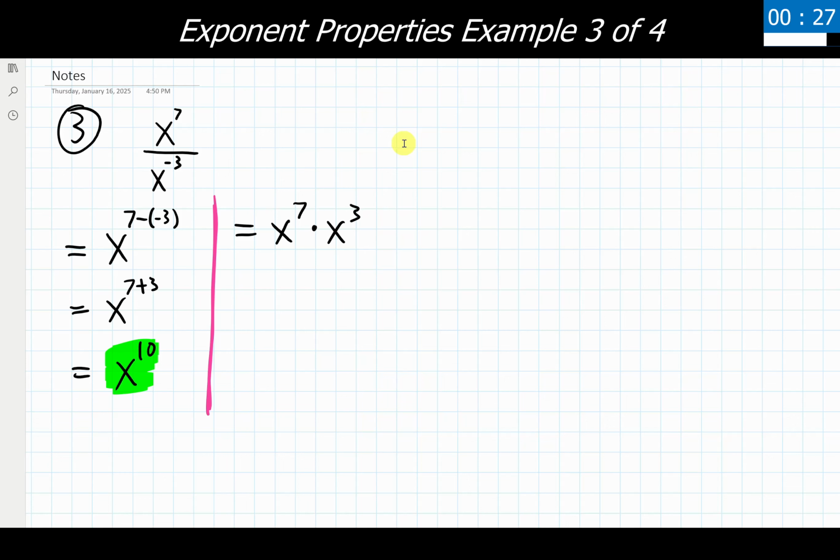And now I have the product property showing up. The bases are the same and multiplying, and that means that I can just write x to the 7 plus 3 power, which is the same as saying x to the 10th power, just like we did with our first process. Now, you might be noticing that, okay, there's two ways to do this. Is there one that I should pick over the other? Not really. Do which one is easier for you.